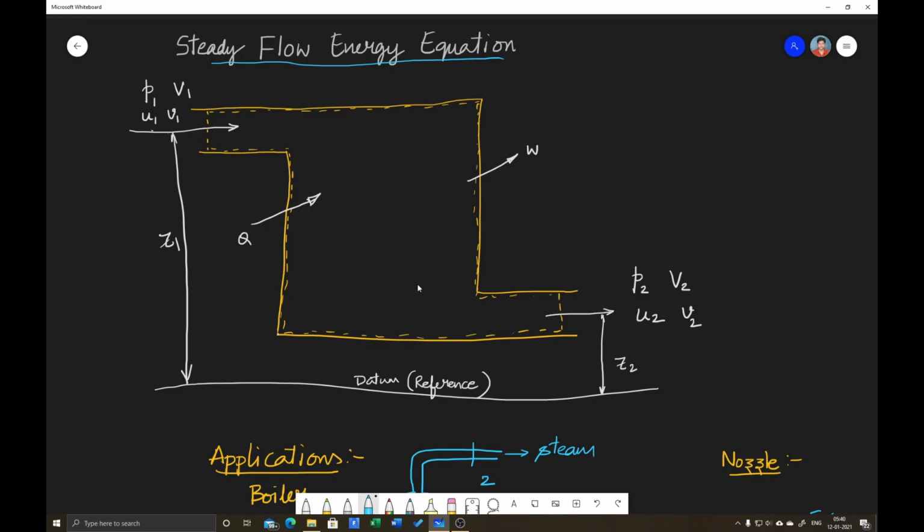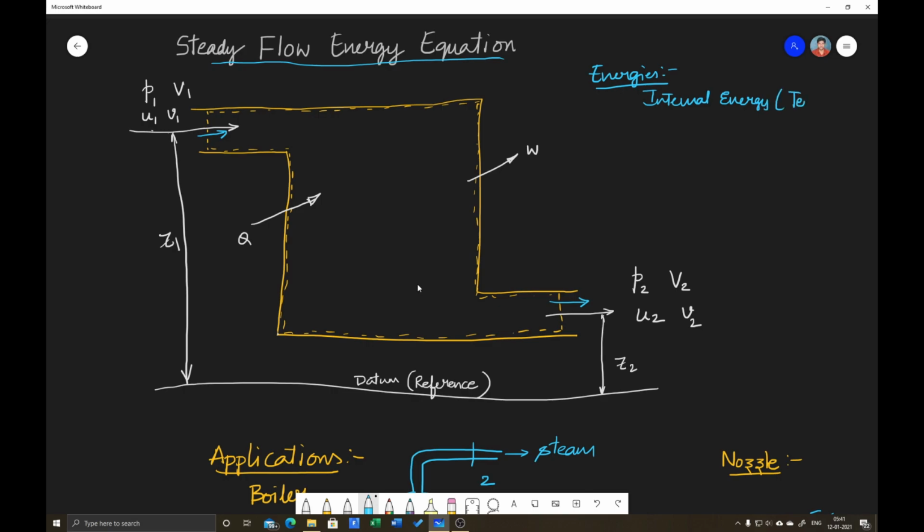Okay, so here there is a device. This may be any device, a boiler or nozzle, steam turbine, an IC engine, anything. So here the fluid is entering into the system in this direction and is getting out of the system in this direction. So generally, if you talk about the energies that may be with the fluid, they are mainly internal energy.